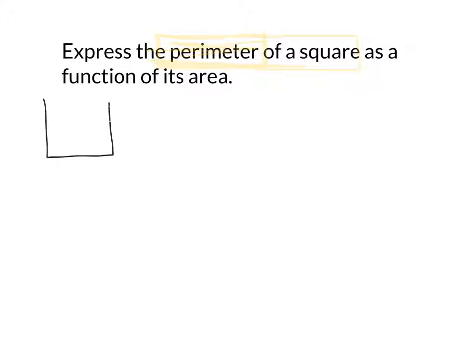Since a square has all sides that are the same, we'll just call the side lengths x, just for fun. The perimeter of this square is 4x. x plus x plus x plus x is 4x.